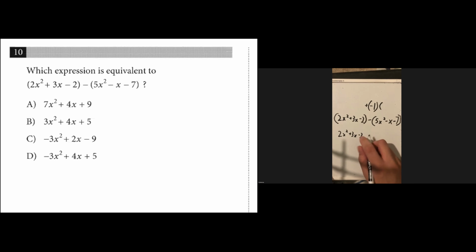So we have minus 5x squared, and then -1 times -x becomes plus x, and then -1 times -7 becomes plus 7. And then we just have 2x squared minus 5x squared gives us -3x squared. 3x plus x equals 4x. -2 plus 7 is plus 5. So that gives us answer choice D.